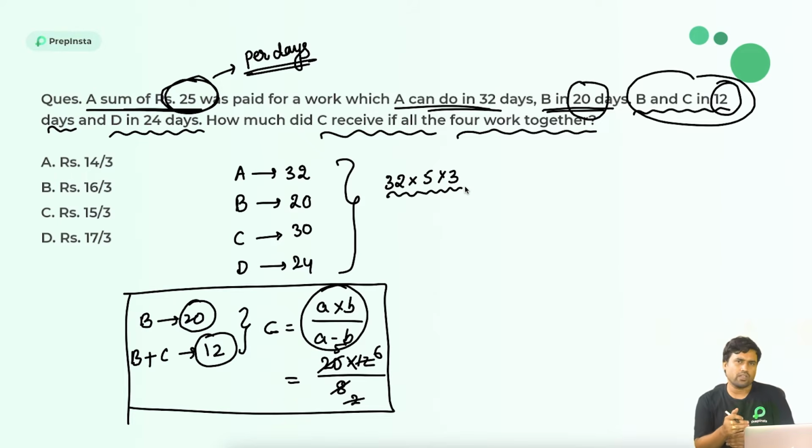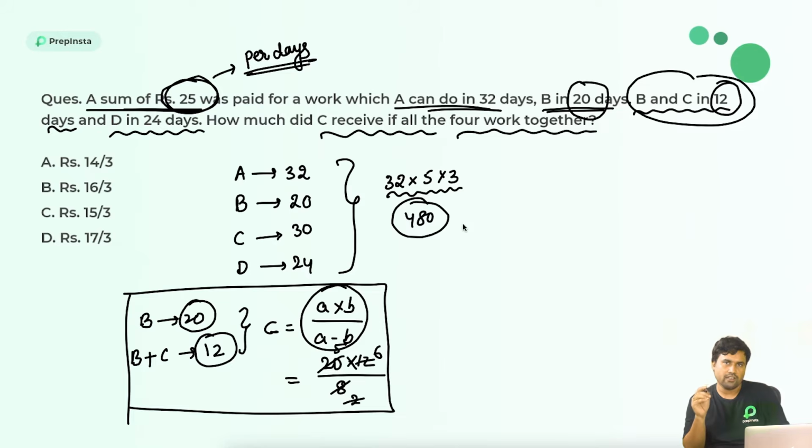This is the best shortcut method we'll always follow to find the LCM, or you can go with the regular method if you want. So the LCM of these numbers is 32 into 5 into 3, which is nothing but 5 32s are 160, 160 into 3, 480. So the total work is 480.